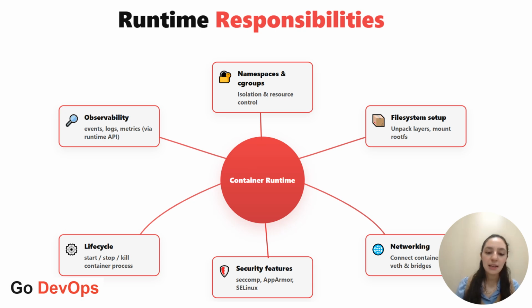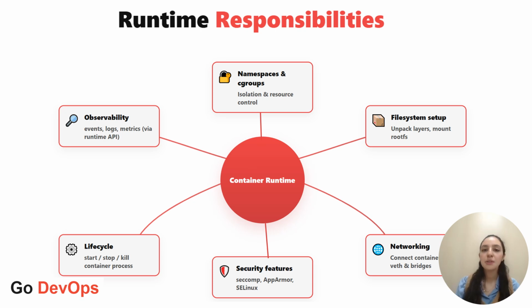We have the file system setup. Before a container can run, it needs a root file system. So the runtime takes the image layers, mounts them together into a unified rootfs, and exposes it inside the container. For networking, the runtime doesn't always set up the network itself. It works with higher level components or Container Network Interface plugins to connect the container to virtual networks and namespaces.